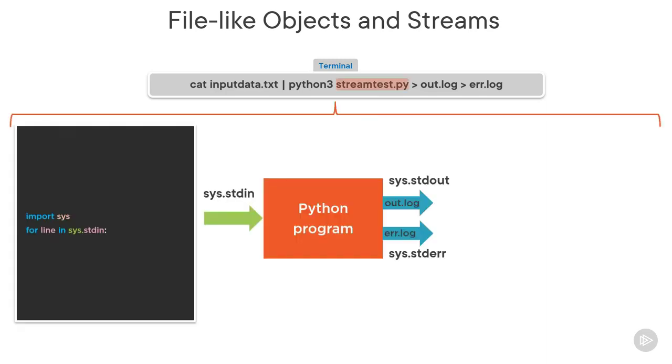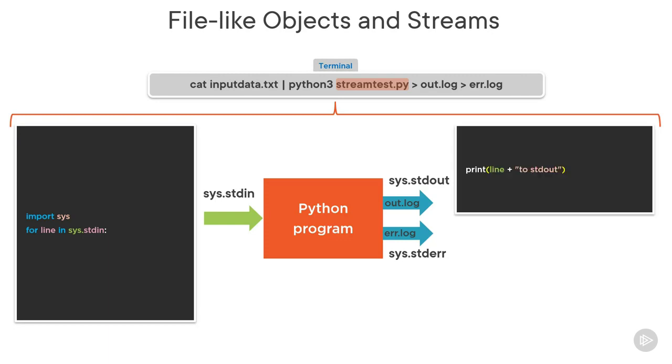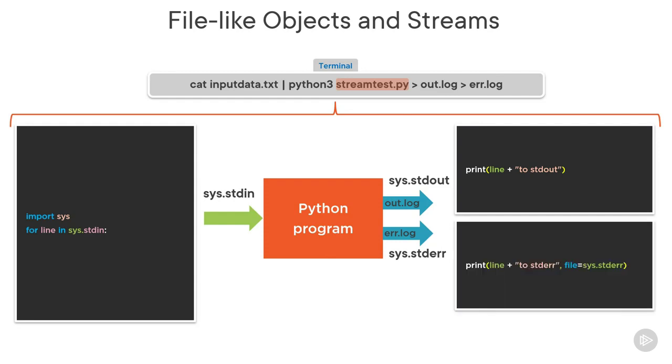Now, what this looks like is we have our import of our sys module, and then we're looping through the standard input, and then it's going to go through and process through the Python script, and it's either going to send it to that standard out, which is going to go to that outlog file, or if there's an error that occurs, it's going to send it to the error.log file via the standard error. And so it's pretty straightforward, but that should give you a visual of how Python can work with file-like objects and streams using the sys module and the standard in, standard out, and standard error.